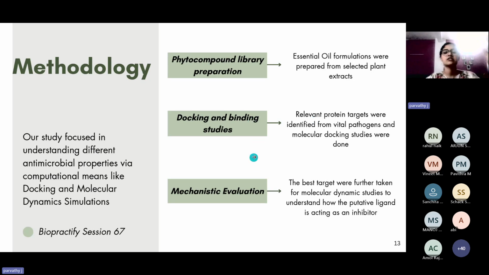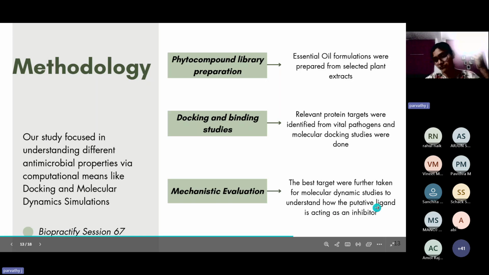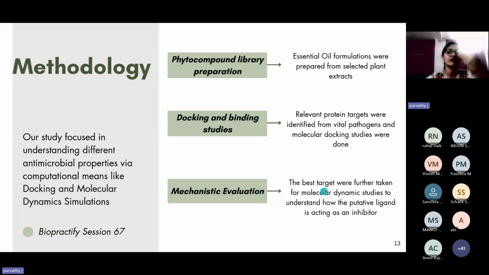We then subjected the top ligand with our top protein amongst the 150 into 11 combinations of protein and target docking complexes. We took that and then we performed the molecular dynamics studies to understand how our small molecule lead is acting as an inhibitor, or how it's interacting with our top protein of interest.